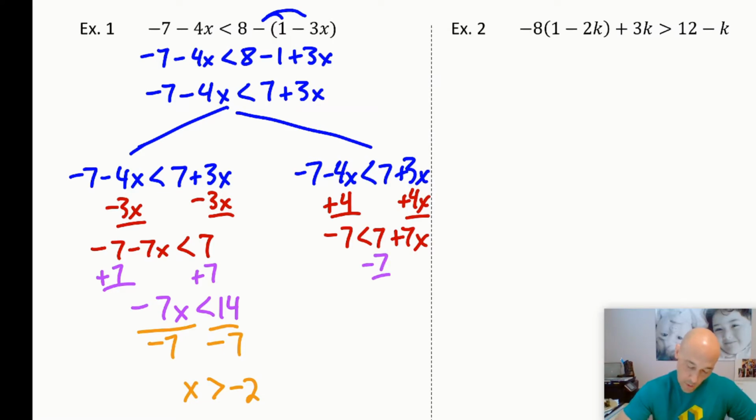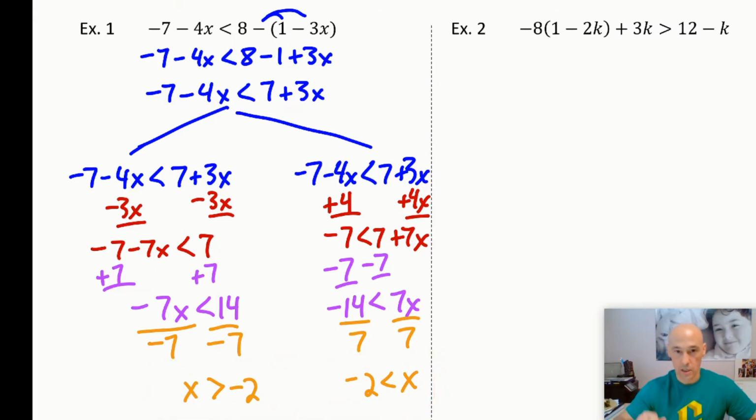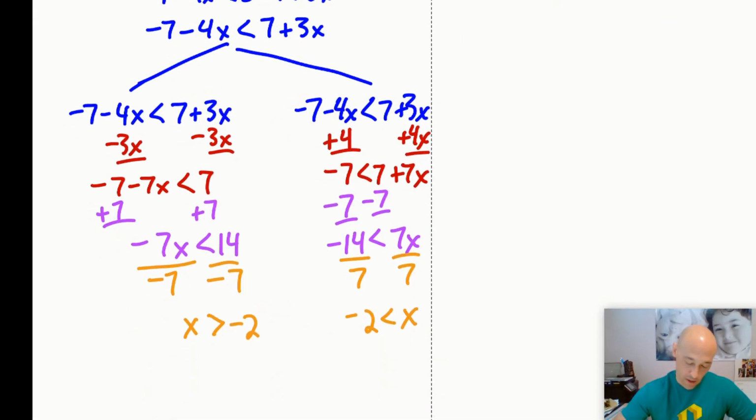I'm going to subtract 7 now, and I get negative 14 is less than 7x. Divide by 7, and I get negative 2 is less than x. So notice that these represent the same thing, it's just with a different look about it.